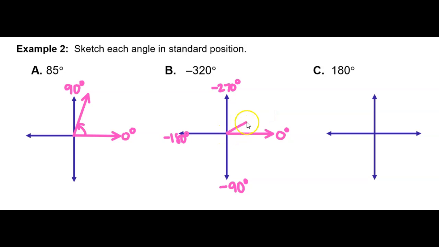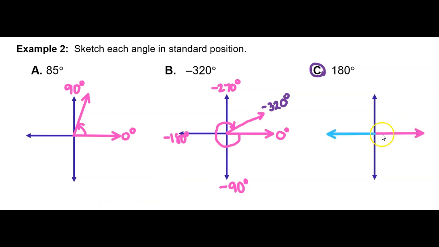So maybe from here to here, this angle right here would be a negative 320 degree rotation. Go ahead and try out C. So pause the video and draw an angle that's 180 degrees.